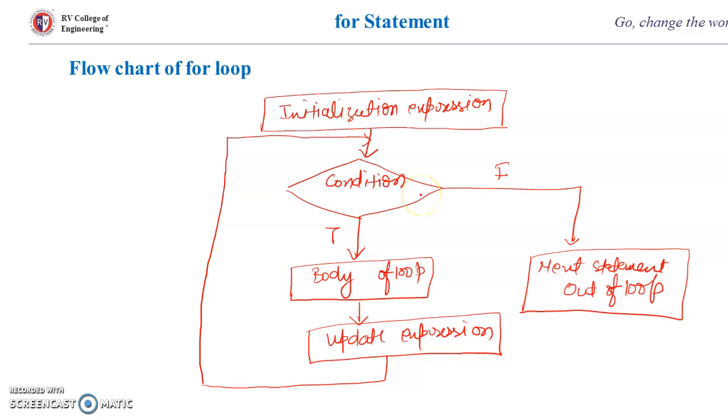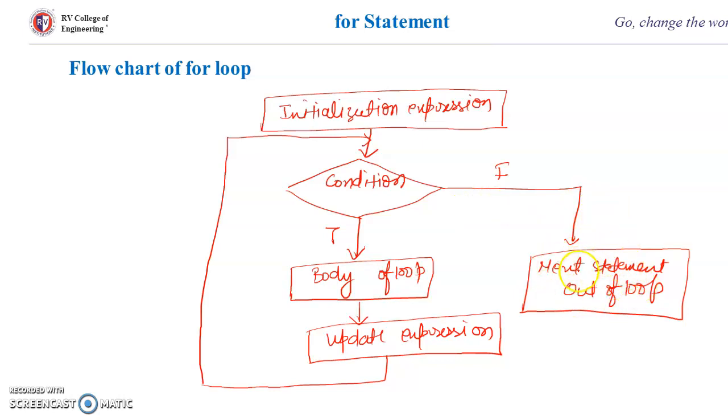If the condition is true and the body of the loop is executed, after executing the loop body, control transfers to the update expression, that is expression 3 in the for loop, and it modifies the loop variable. Then again the condition is checked, and if it is true, the body of the loop is executed. So this process continues till the condition is true, and when the condition becomes false, the loop is terminated and the control is transferred to the statement following the loop.